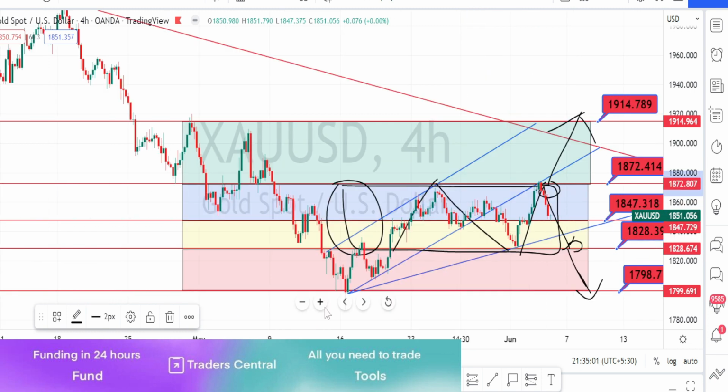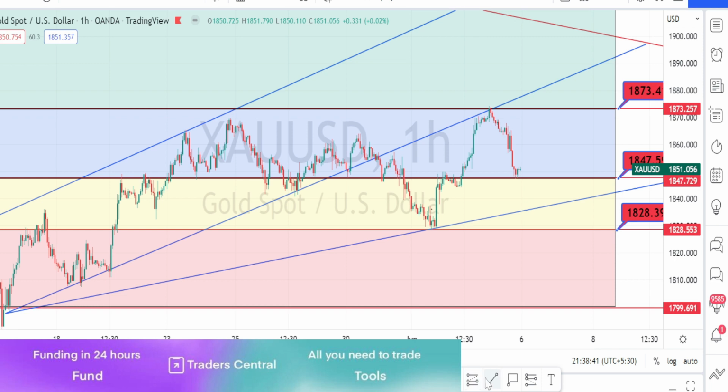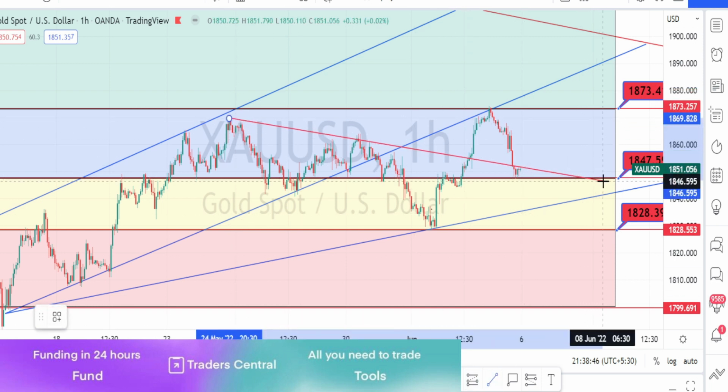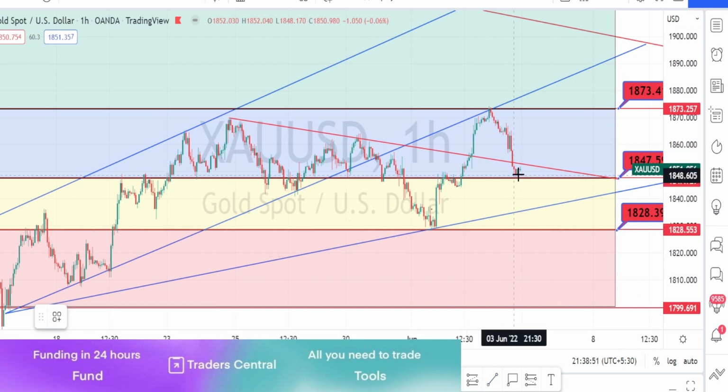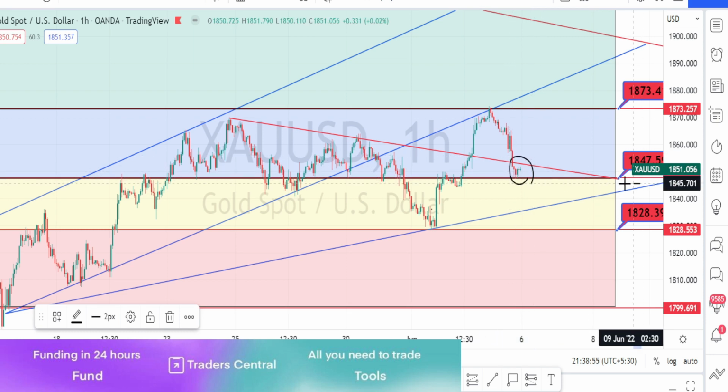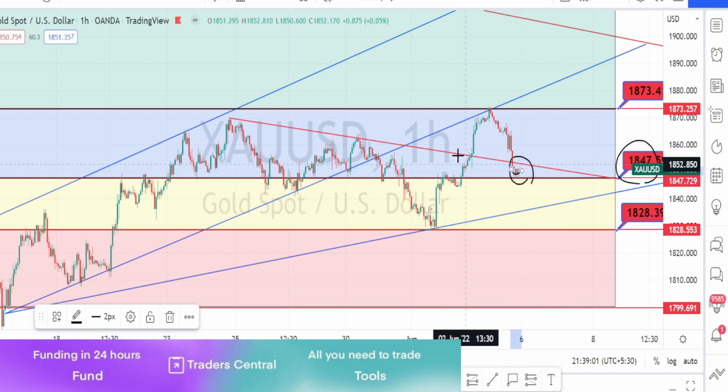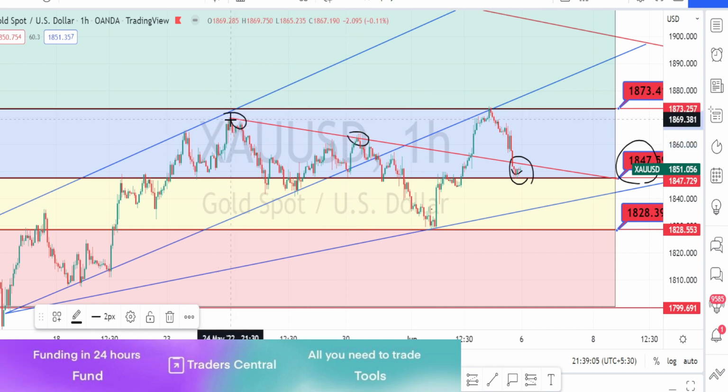Let us do the analysis in hourly time frame. I am in hourly time frame now. When we analyze the price action in hourly time frame, I am drawing a trend line or a resistance line. When we look at the current price action, it has taken support around the higher time frame support level of 1847, and it is actually consolidating. But it has already broken the resistance line from the hourly time frame.